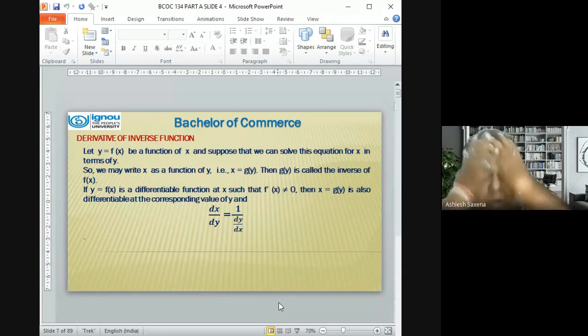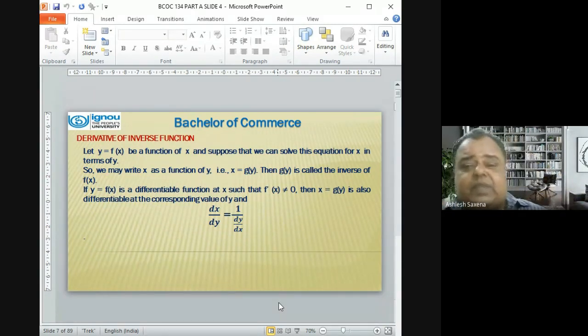Now we move on to the derivative of the inverse function. Here what will happen, normally what we do, we find dy by dx. But in this case, you will be asked to find dx by dy. So dx by dy can be written as 1 upon dy by dx. But we have to be careful in that. If your function is y is equal to f(x), and we want to solve this equation for x in terms of y, we will write this function as x is equal to g(y). The g(y) is called the inverse of the function f(x).